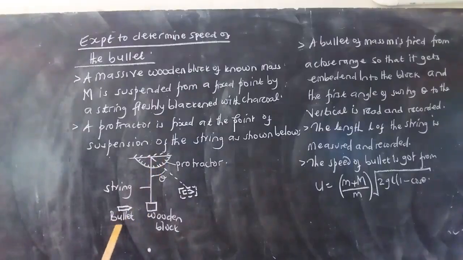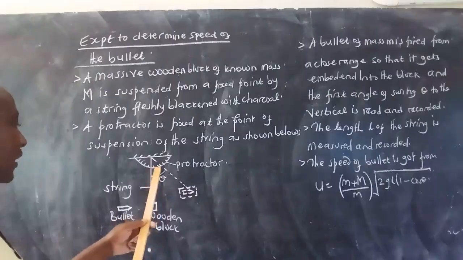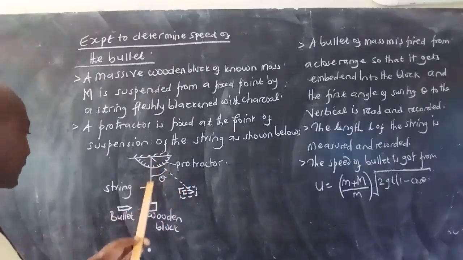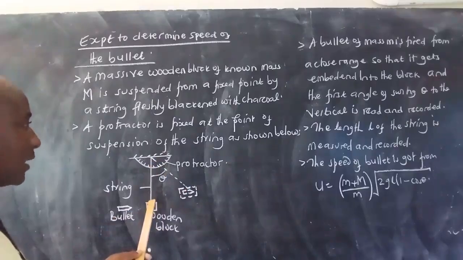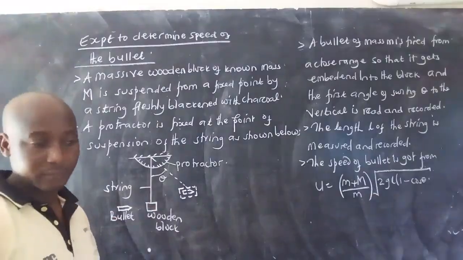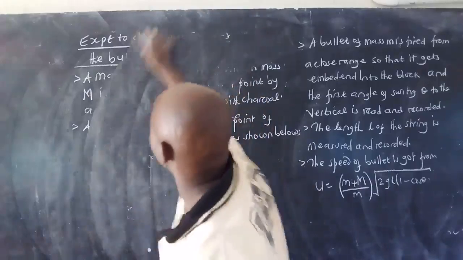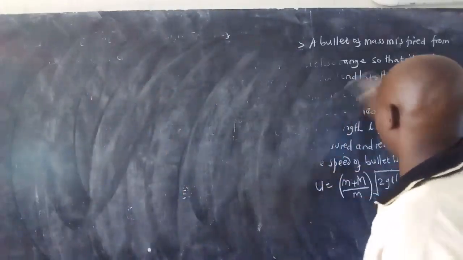Then a bullet of known mass, small m, is fired from across the range towards the wood, so that it gets embedded in the wood. Then the first angle of swing, theta, is measured and recorded using a protractor. The length of the string is measured and recorded using a meter rule, and then the speed of the bullet will be gotten from the expression which we have already seen. Is that okay? We can have one other numerical exercise, another exercise.